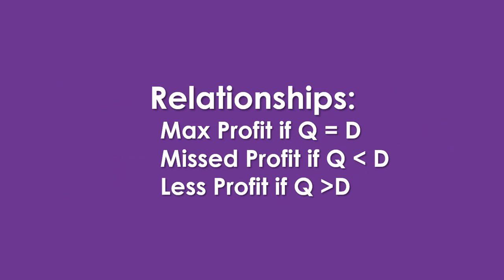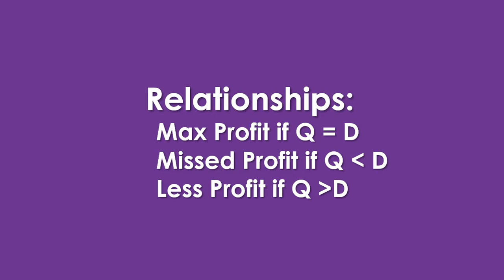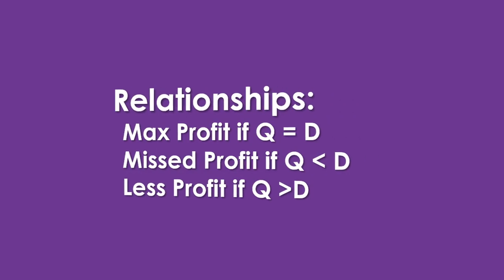If he knew the demand D, then he should buy Q equal to D, which will give him the max profit. If Q is less than D, then he is missing some of the profit because he's got papers he could have sold, but he didn't have the papers to sell. If Q is greater than D, then he must sell the papers at a loss, and thus he will lower his profit. So let's build this model in Excel.